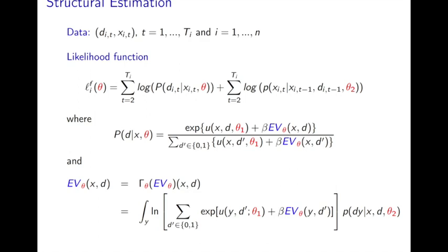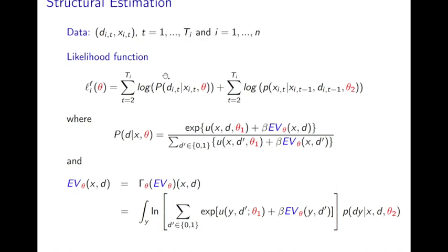Now, the job here is really, we have some data on replacements D and observed state variables X, and we have panel data in this so that we can observe the transitions on X, okay? The likelihood contribution here for a given bus is basically the sum of the log of the likelihoods that originate from the conditional choice probabilities of the observed choices, and then the log of the transition probabilities for the observed transitions of mileage, if you will.